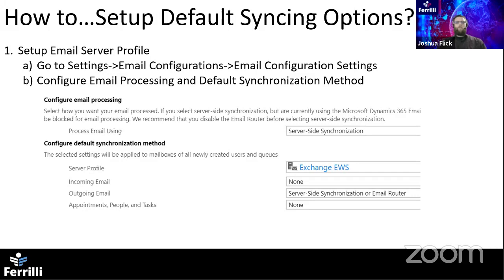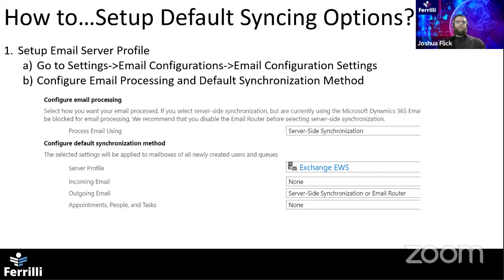The next 3 dropdowns after you've set up the server profile, which is what we just did in the previous step, are default options that will be applied to new mailboxes created in the CRM. So for reference, a mailbox record in the CRM is automatically created whenever a new user or queue is created inside the CRM. Any existing users won't get any settings you change here in these 3 dropdowns, so you have to go back and update their mailboxes by hand.